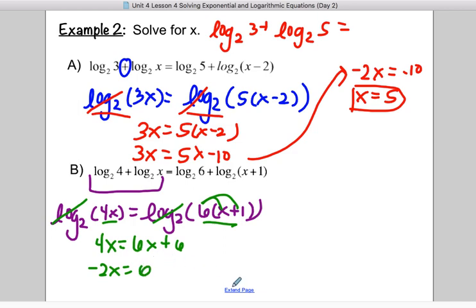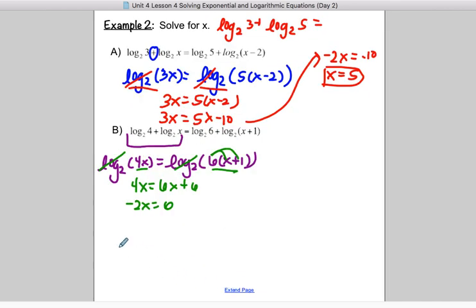And then when I divide, I go ahead and I have negative 3. Now that I have a negative, remember, I have to check. If I plug this in here, will it work? Can you take logs of negative numbers? No. So actually, this doesn't work. And so this is a no solution.